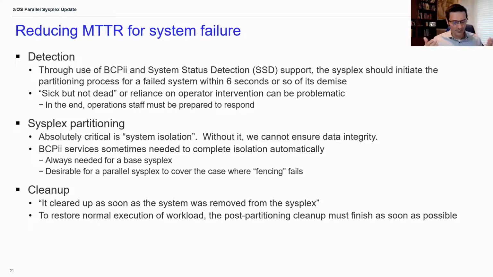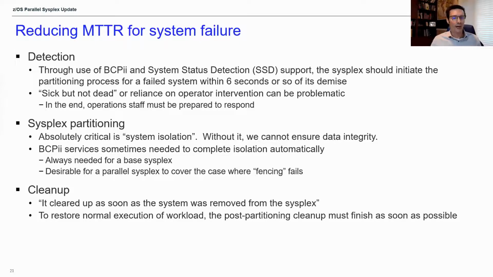And again, to deal with a system failure, you have to first detect that you have a failure to begin with. Secondly, you're going to have to run through the Sysplex partitioning process as fast as you possibly can. And then you're going to want to run through the cleanup as quickly as you can, again, to restore normal operations with the remaining systems in the Sysplex. So again, BCPII and SSD is critical for the partition because you can't proceed with partitioning until that system has been isolated. And sometimes the BCPII way is the only way to reliably perform this isolation without operator intervention.